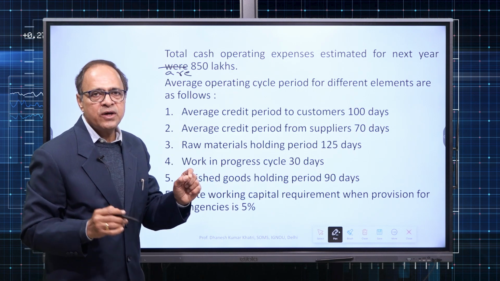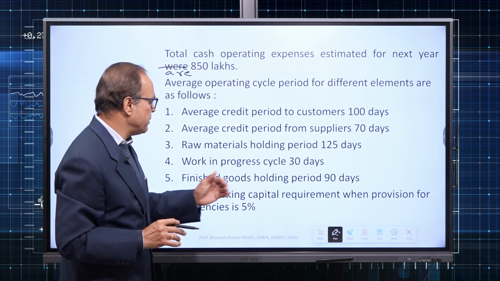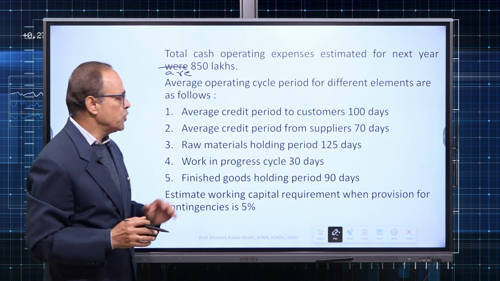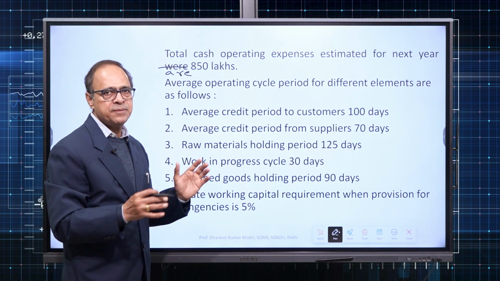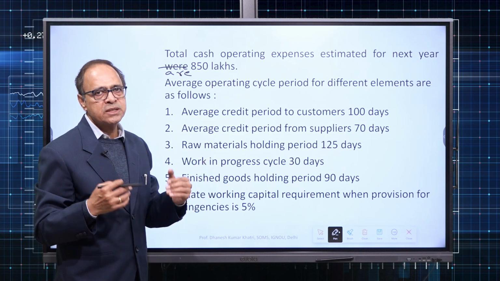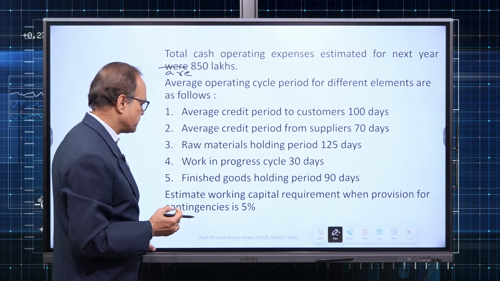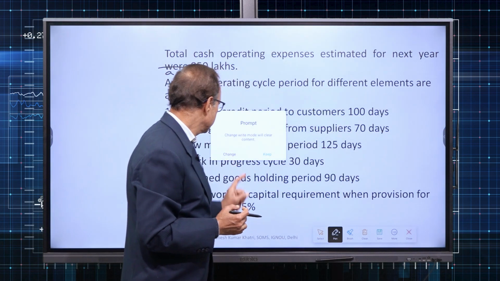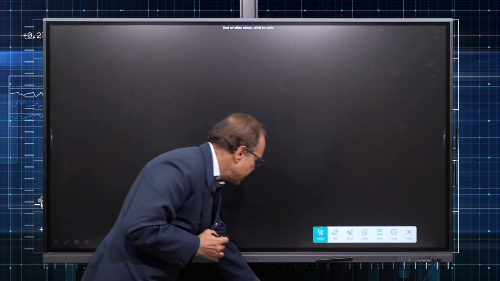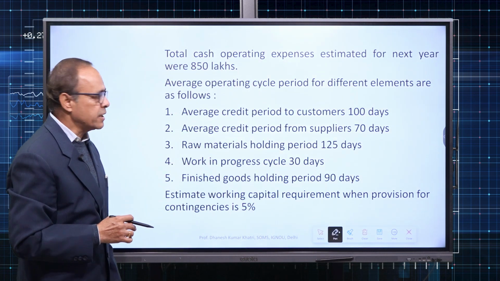Now, in this case, first step is already done. We are given all the holding periods. Estimate working capital requirement when provision for contingency is 5%. So, for you, first step has already been done. Sometimes in examination this kind of question comes. So, first step is done, we have to start with the second step. That means, we have to find out duration of net operating cycle. So, net operating cycle duration will be what?